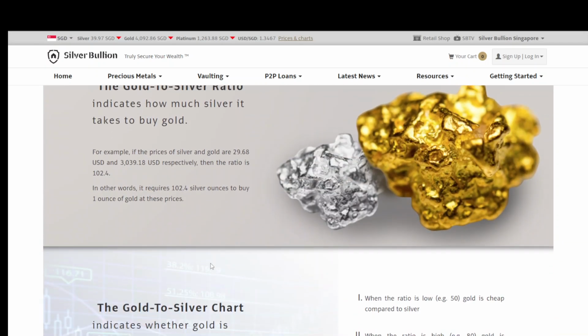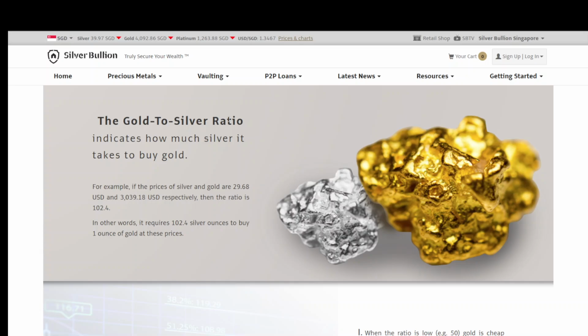So I'll just show you guys a quick example since we're on this website. Okay, this is a website from Silver Bullion, by the way, which is a bullion dealer in Singapore. So this example shows that if the prices of silver and gold are 29.68, which is near the current price, and gold is at 3039 respectively, then the ratio is 102.9. In other words, it requires 102.4 silver ounces to buy 1 ounce of gold.